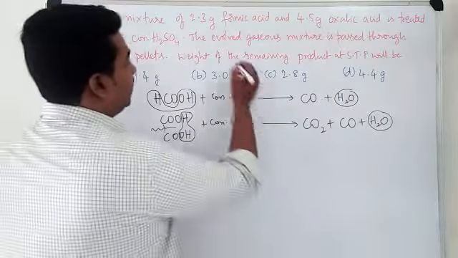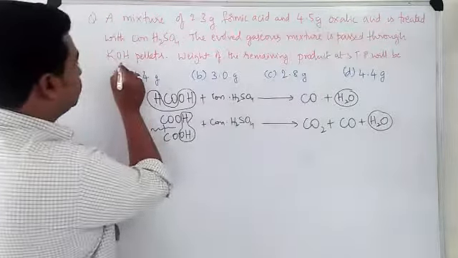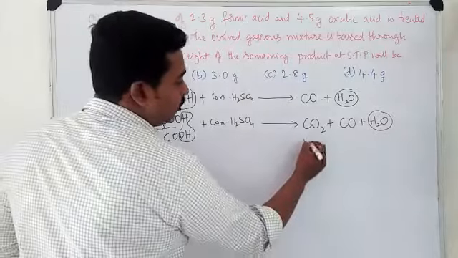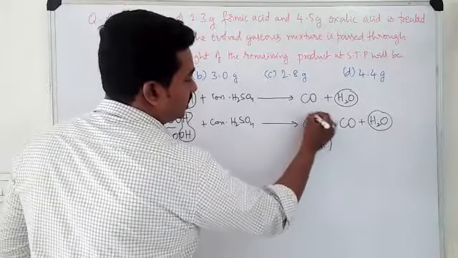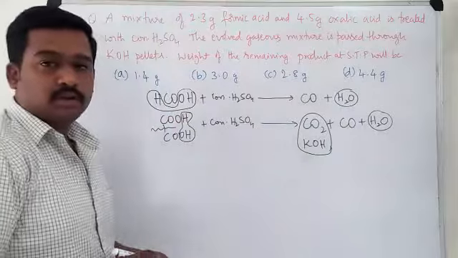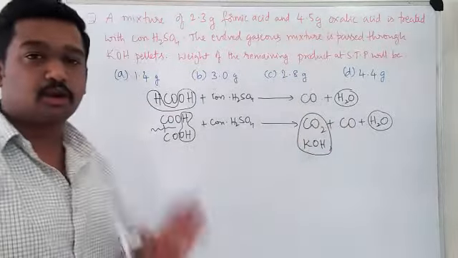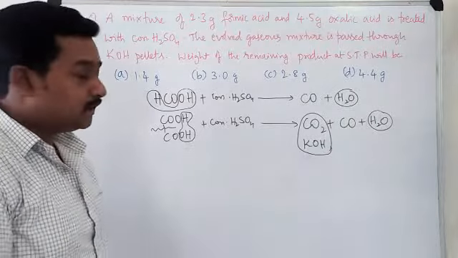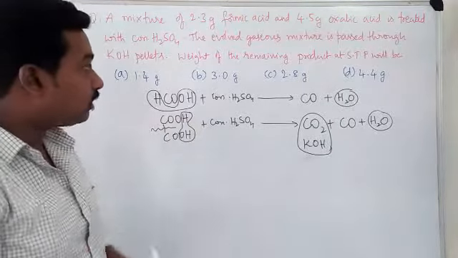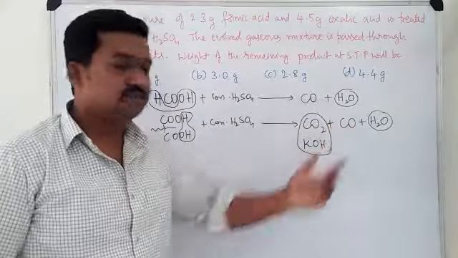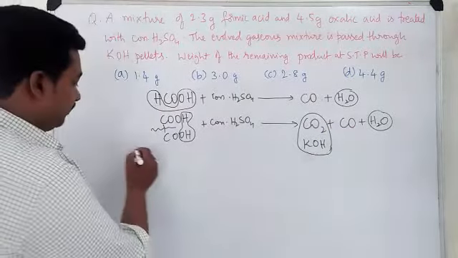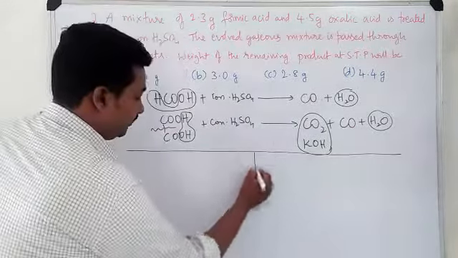It is said that the mixture is passed through KOH pellets. The KOH will absorb CO2. Now what is remaining? Only carbon monoxide. In both the reactions, carbon monoxide is left behind. Now based on this concept, we have to calculate how much of carbon monoxide will be left over. Okay, in first reaction, let's see.